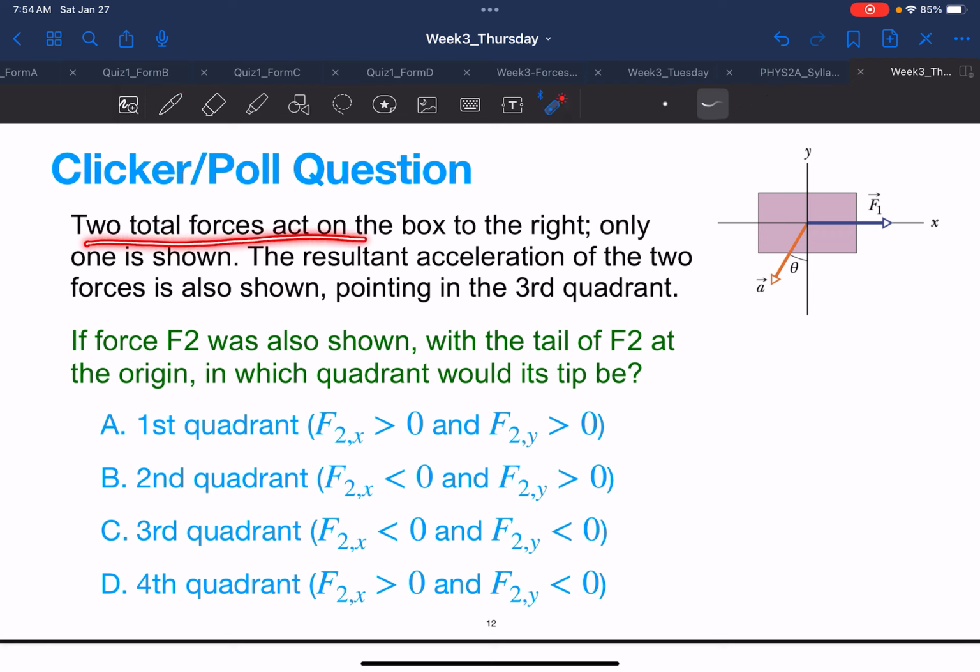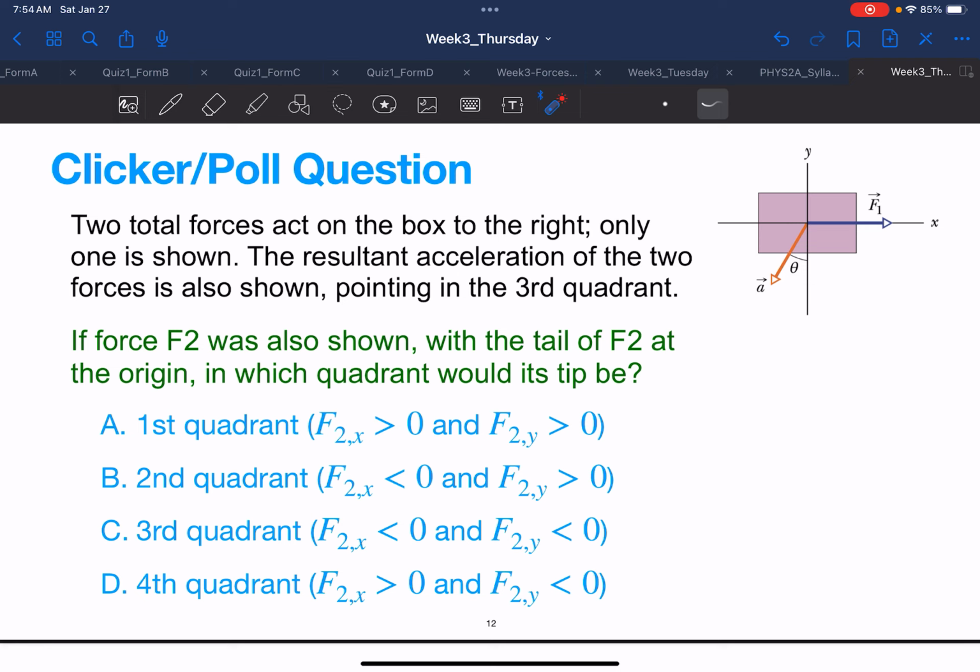There are two total forces that act on the box to the right. Only one is shown. The resultant acceleration of the two forces is also shown, pointing in the third quadrant. If F2 was also shown with the tail of F2 at the origin, in which quadrant would its tip be?